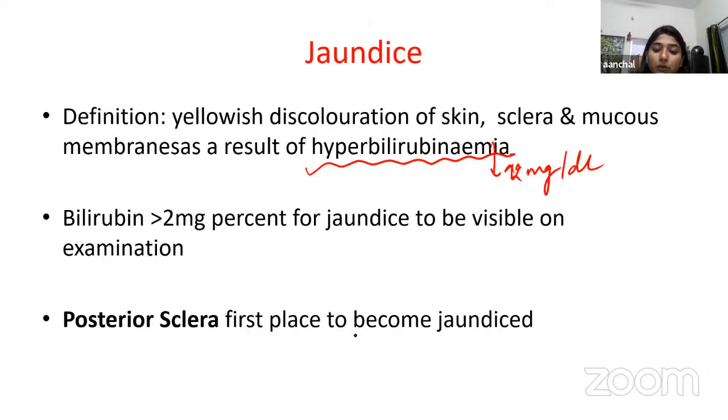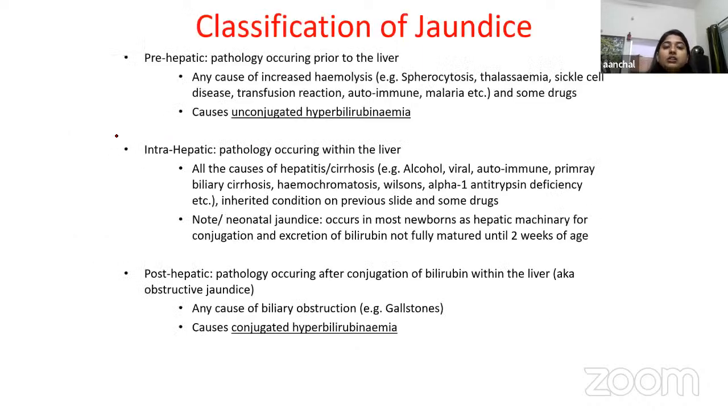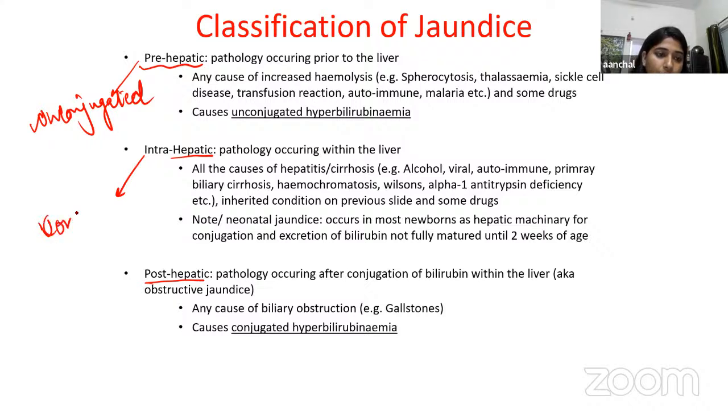Posterior sclera is the first place to become jaundiced. So we're going to discuss the classification. As the name indicates, pre-hepatic, hepatic, and post-hepatic mean before liver, inside liver, and after liver. As we know, when the hemoglobin is not going through the liver, meaning it is not present inside the liver, at that time the bilirubin will be unconjugated. And inside the liver, the bilirubin gets conjugated. And after the liver, as the bilirubin has passed through the liver, it will be conjugated. This thing needs to be remembered.